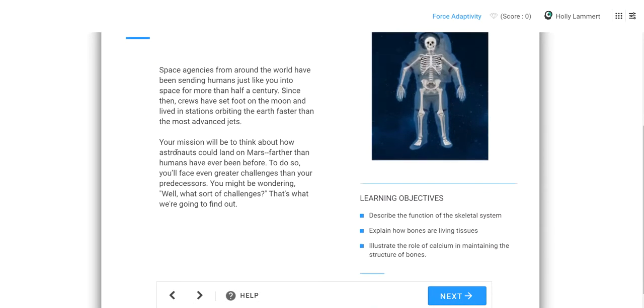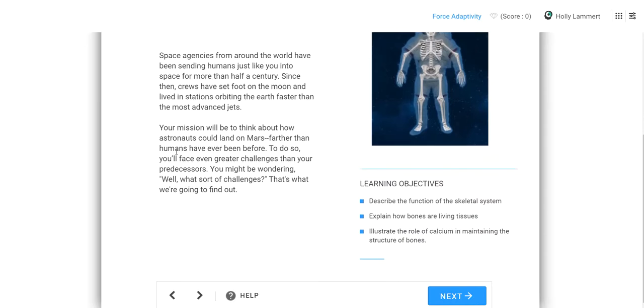Space agencies from around the world have been sending humans just like you into space for more than half a century. Since then, crews have set foot on the moon and lived in stations orbiting the Earth faster than most advanced jets. Your mission will be to think about how astronauts could land on Mars, farther than humans have ever been before. To do so, you'll face even greater challenges than your predecessors. You might be wondering, what sort of challenges? That's what we're going to find out.